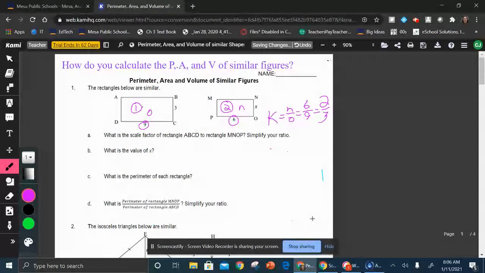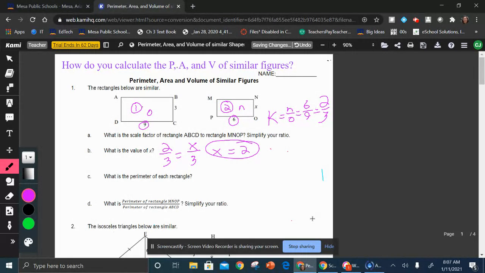What's the value of x? So we're going to put 6/9. Actually, everybody, we can use this scale factor that we already simplified. Okay, and put x over 3, cross multiply and divide, and we get that x is equal to 2.